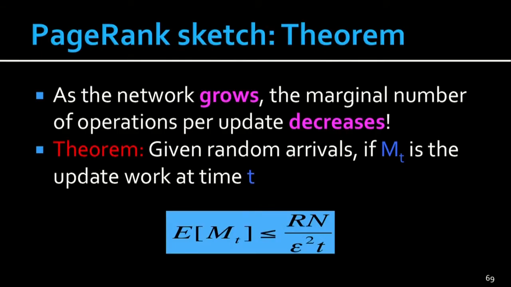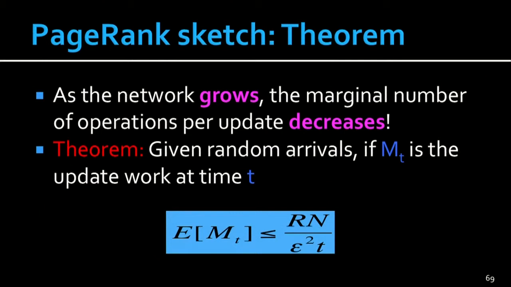And you can formalize the insight that I just said, and something really counterintuitive happens. What happens is that as the network grows, the marginal amount of work that you need to do to keep all of the walks updated decreases. So as the network grows, it becomes easier and easier to do this computation on the fly. And the formal theorem is that in expectation, the amount of work that you need to do when your network has t edges is proportional to 1 over t.